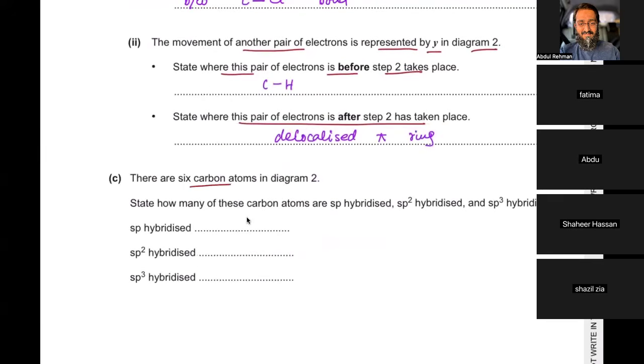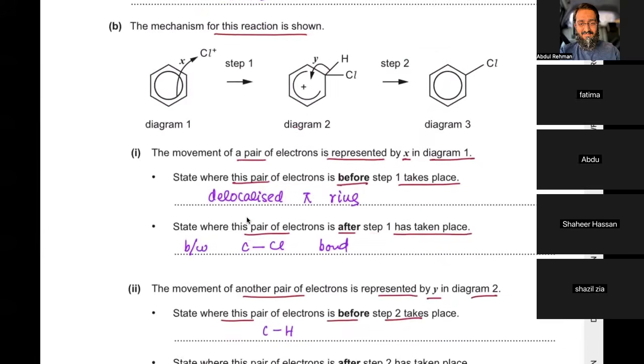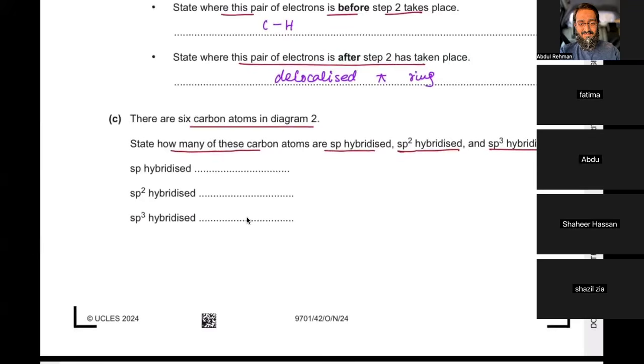Now, there are 6 carbon atoms in diagram 2. State how many of these carbon atoms are sp hybridized, sp2 hybridized, and sp3 hybridized. They are talking about diagram 2. So this one is sp3 hybridized, and 1, 2, 3, 4, 5, yeah, 5 are sp2 hybridized. Very good, Arish. So sp is 0, 5 sp2, and 1 sp3. No pi bond, sp3; 1 pi bond, sp2; 2 pi bonds, sp. I hope it's clear to all of you.